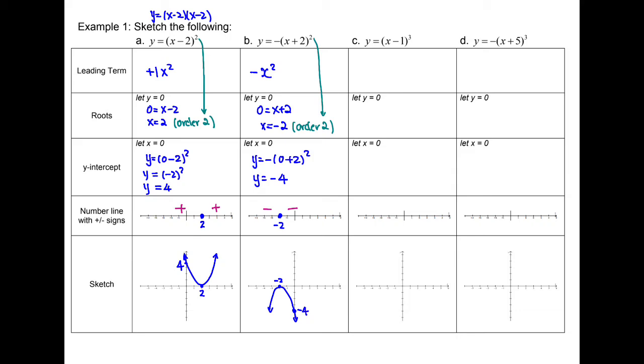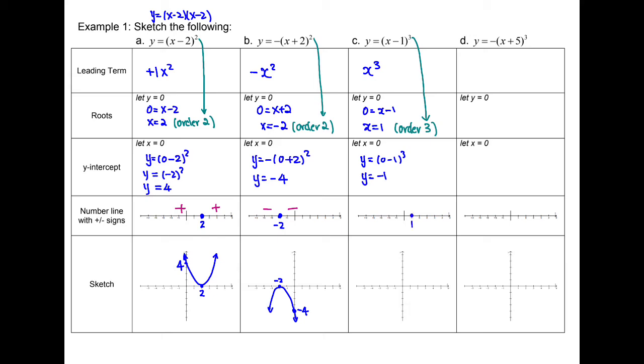Part C. Let's find our leading term. Our leading term will be x to the exponent 3. Then we let y equal to 0 to find the x. That means the x value will be 1. This is our root. Since there's an exponent of 3, we know the order of the root is 3. We let x equal 0 to find the y-intercept, and now we get y equals negative 1.